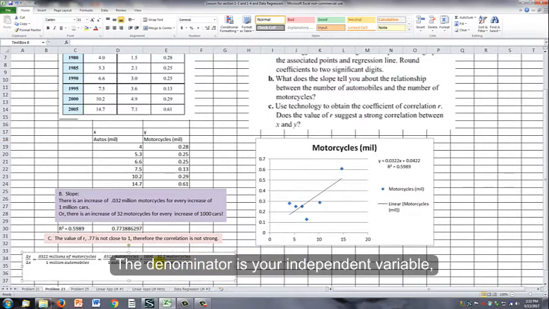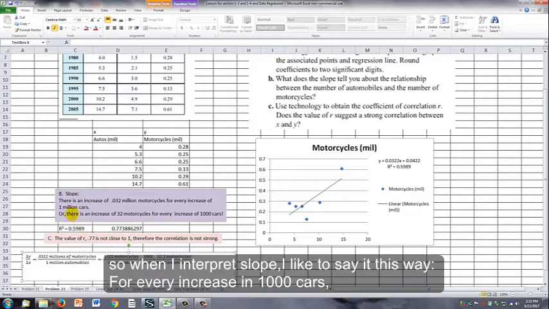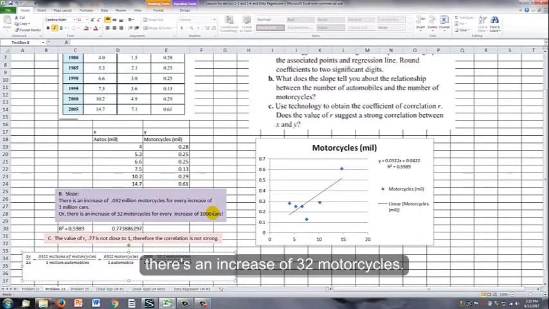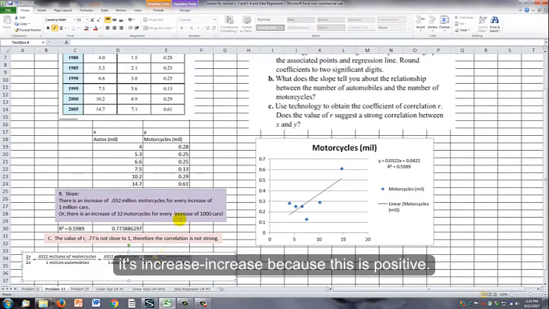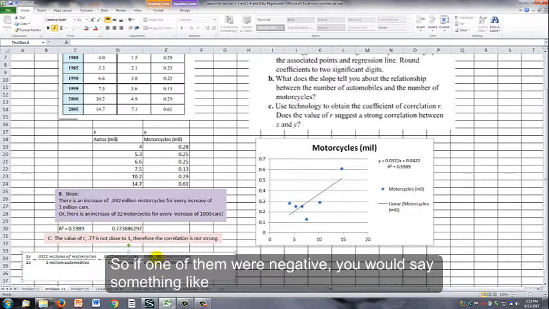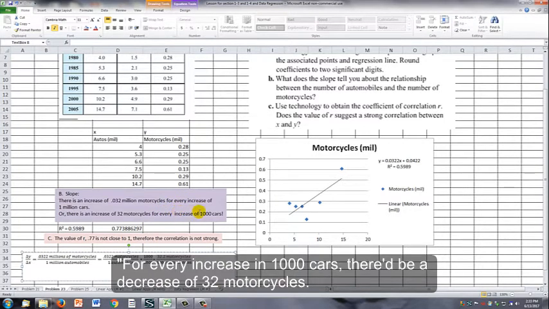The denominator is your independent variable. So when I interpret slope, I like to say it this way. For every increase in 1,000 cars, there's an increase of 32 motorcycles. And it's an increase because this is positive. So if one of them were negative, you would say something like, for every increase in 1,000 cars, there'd be a decrease of 32 motorcycles.